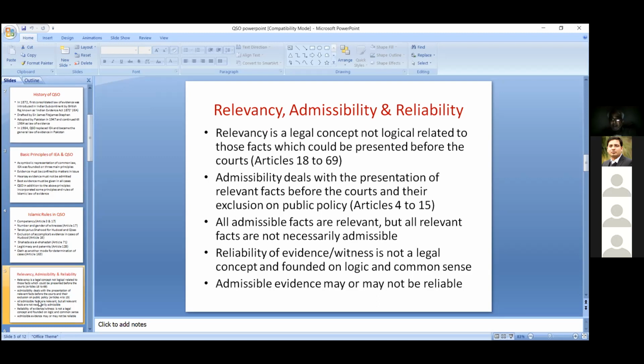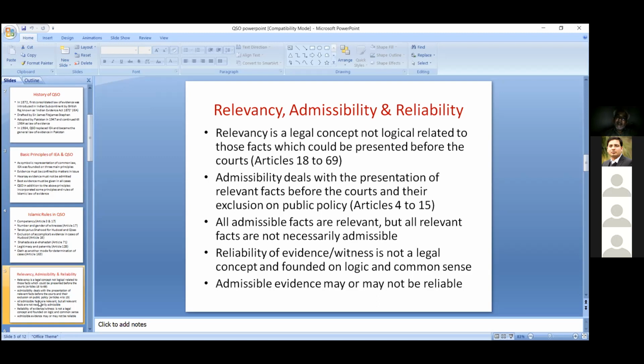The meaning of this statement that legal relevancy is preferred over logical relevancy is that whatever is legally relevant, irrespective of whether it is logically relevant, that piece of evidence could be presented in the court as evidence. But if something is logically relevant but not legally relevant, that could not be presented as evidence. This is what relevancy is all about.